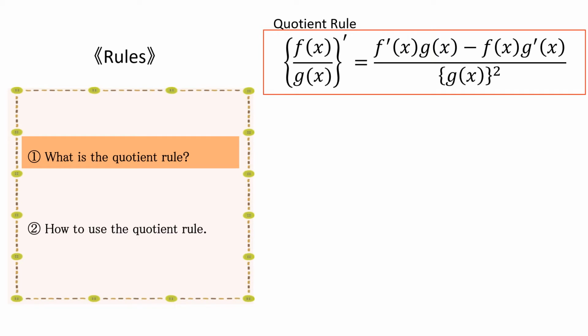The derivative of the quotient f of x over g of x of the functions f of x and g of x can be found by computing f prime of x times g of x minus f of x times g prime of x over g of x squared.